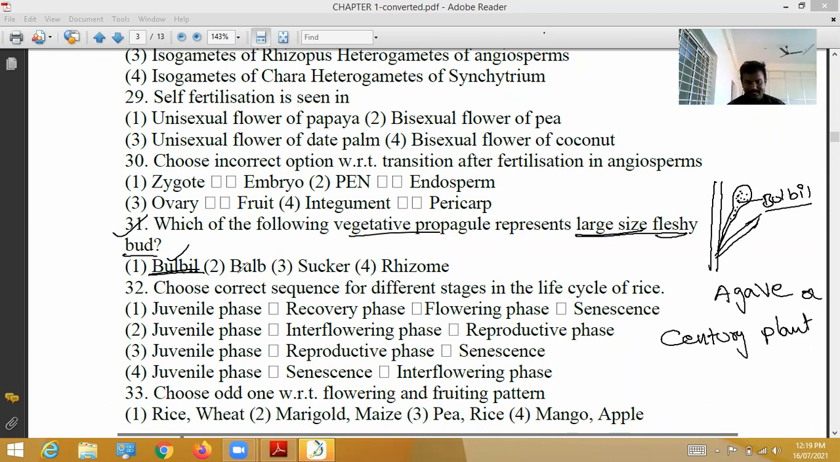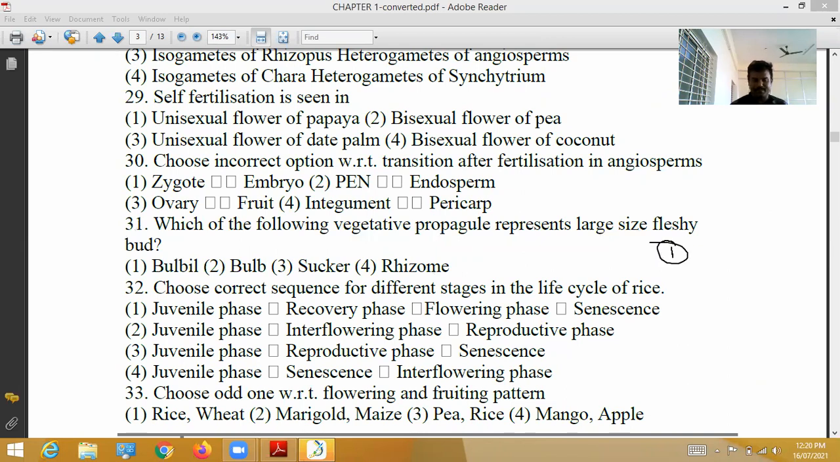Option 1 is correct. Bulb, sucker, rhizome are also vegetative propagules, but these three are underground stem modifications, which we discussed under that heading. But they asked about a bud. Vegetative propagation occurs through bud by bulbil. When this bulbil falls on the ground, it will germinate and give rise to a new century plant. So for the 31st question, the correct option is 1.